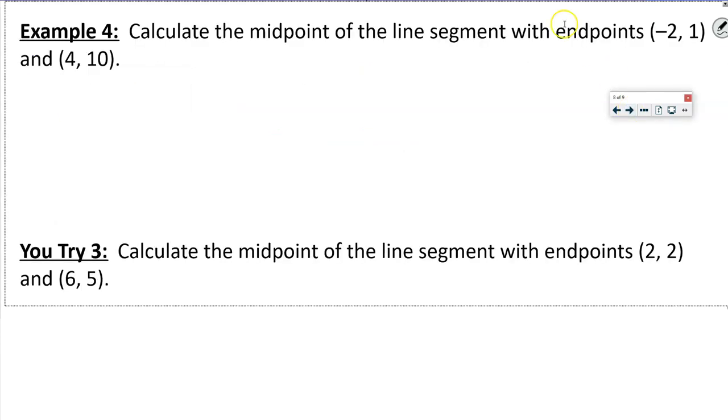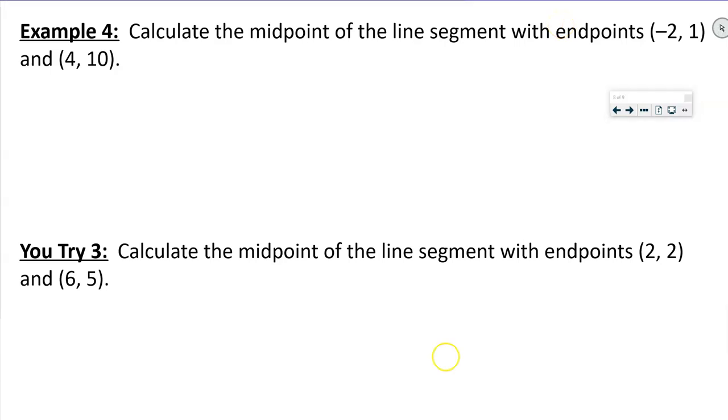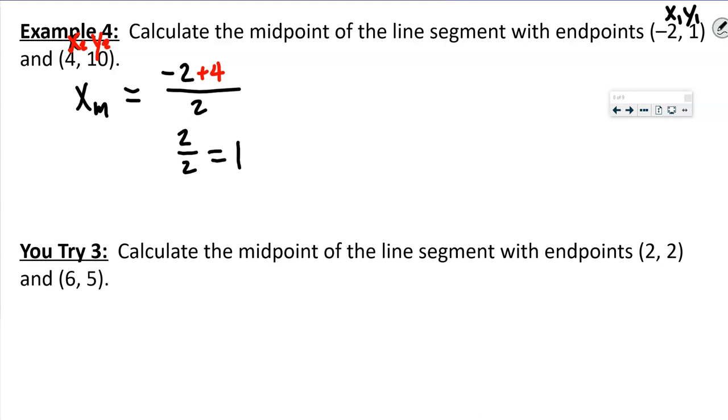So on this one, again, I'm going to label x1, y1, and x2, y2, okay? So here is pretty easy because all we're doing is -2 plus 4, and we're going to divide that by 2. That's going to be our midpoint of x, okay? So when we do that, -2 plus 4 is 2 over 2, so that's equal to 1, right? So that's going to be our x midpoint.